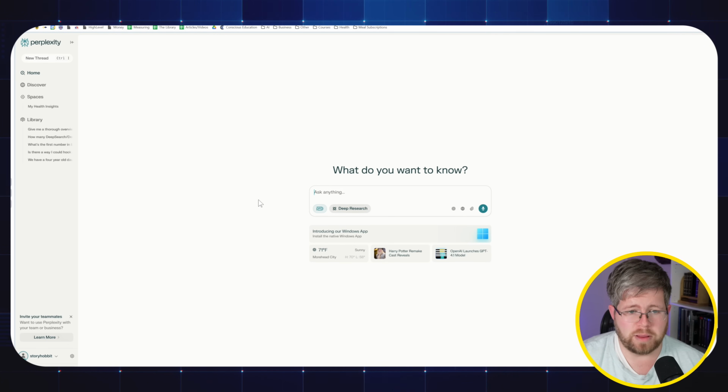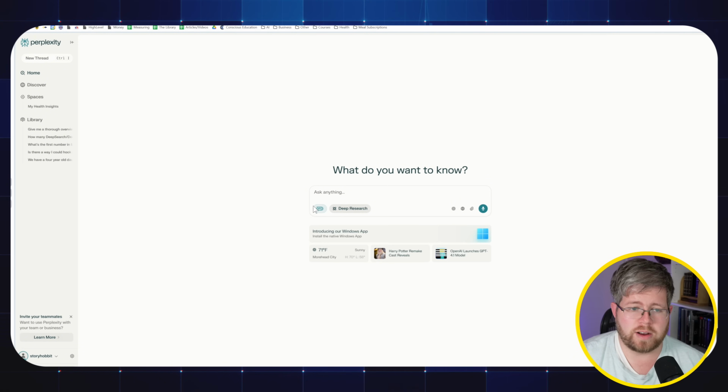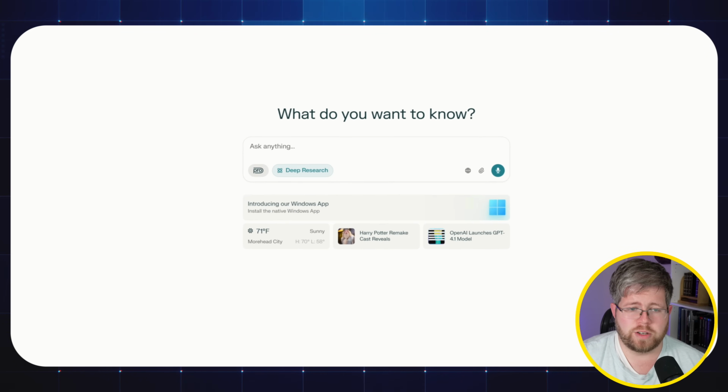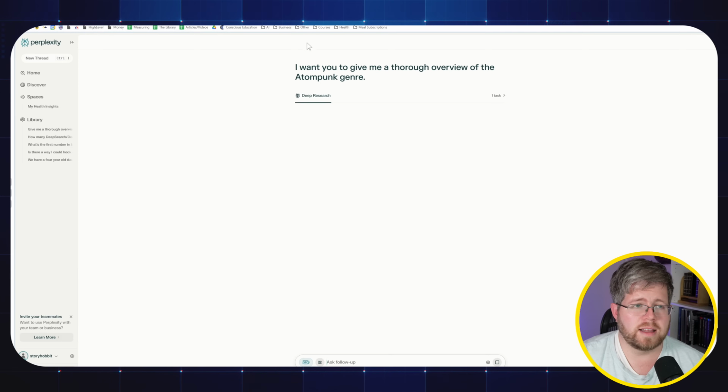Now, this is Perplexity. And in Perplexity, it's a very similar thing. You have your main window here. Now, I am subscribed to Perplexity Pro, but you can also access this on the free version. Just select Deep Research and then put your query in here. Make sure that's selected and let that go.